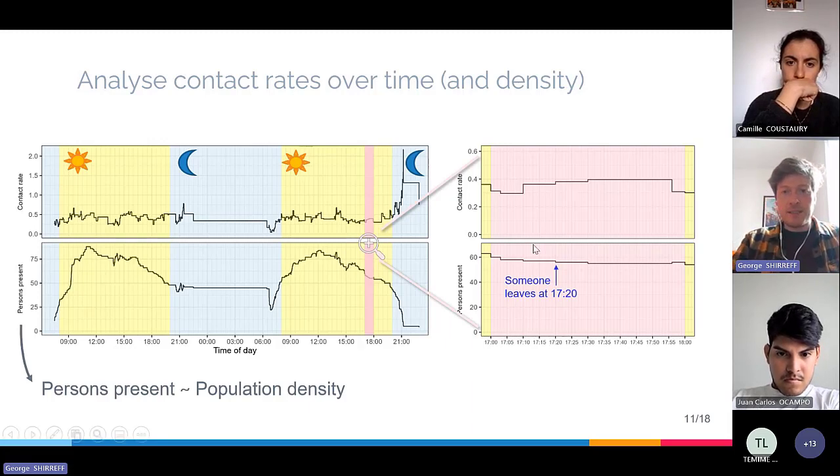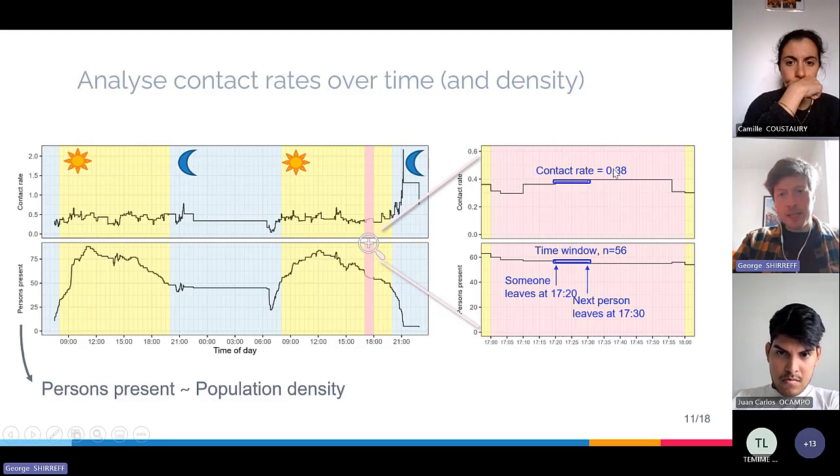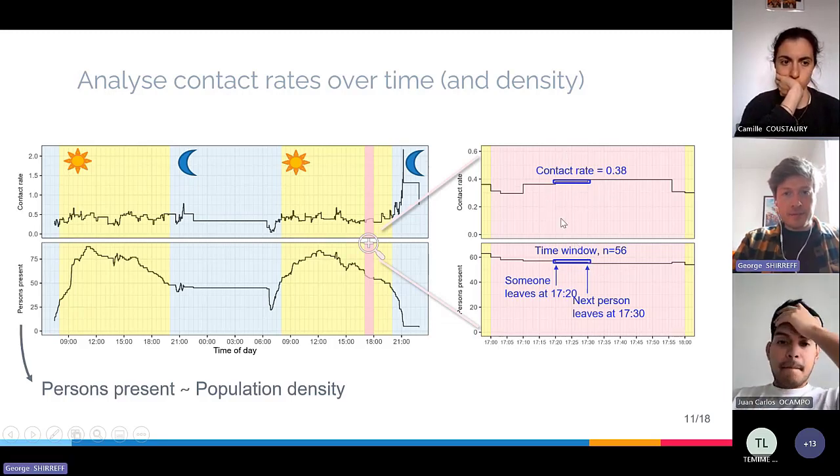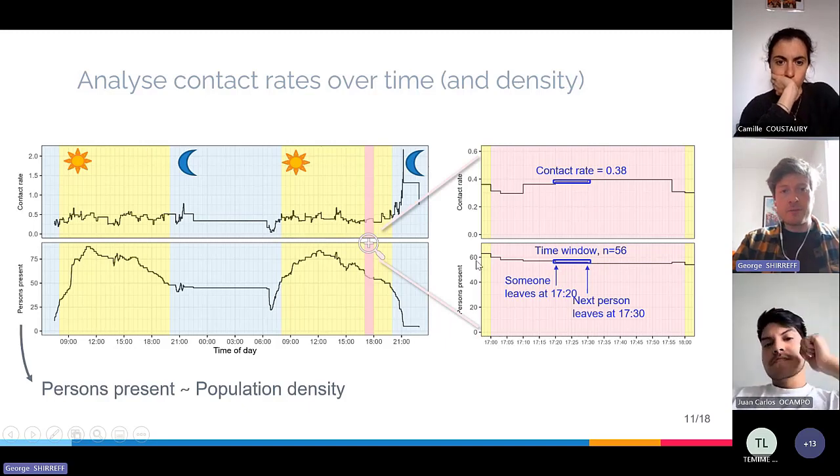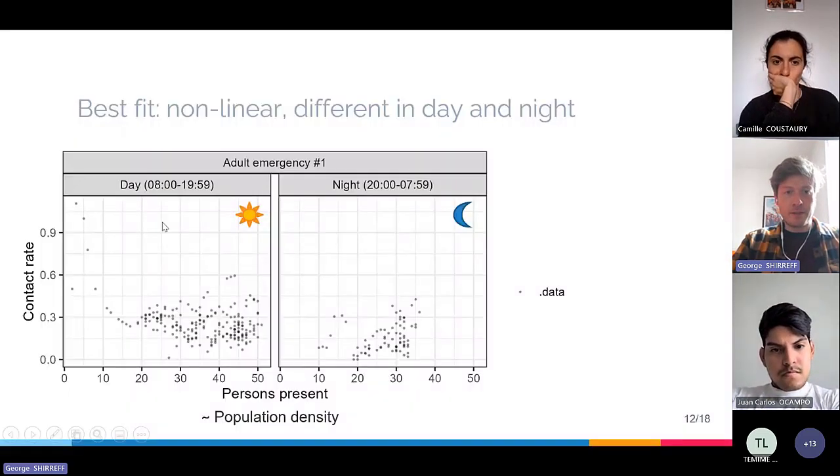So this is one time window defined by somebody leaving at this time point and the next person leaving at this time point. But during that time, the number of persons present is fixed. So that becomes a time window in our data, and we can calculate the contact rate during that time window.